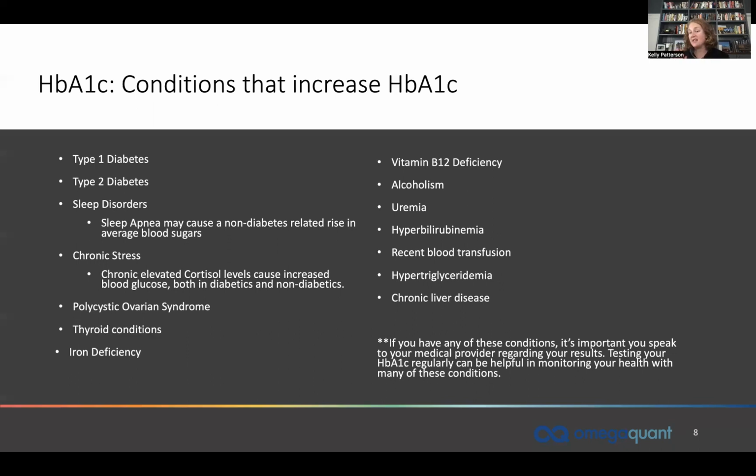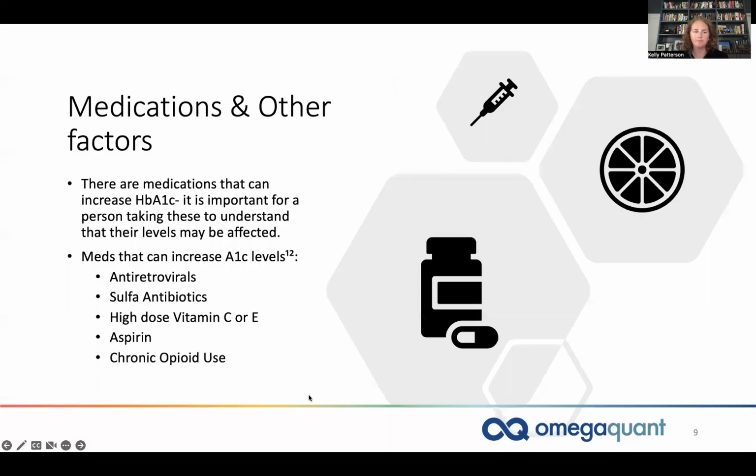If you have any of these conditions, it's really important to talk to a medical provider regarding your results, okay? So that it will help put that into context. But testing your A1c regularly, especially with something like PCOS or sleep apnea or stress or diabetes, can really be helpful in monitoring your health and taking control of your health.